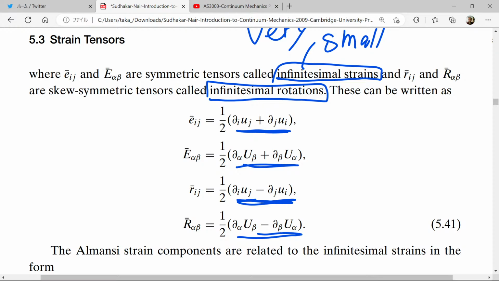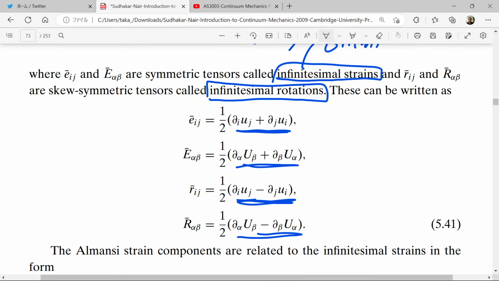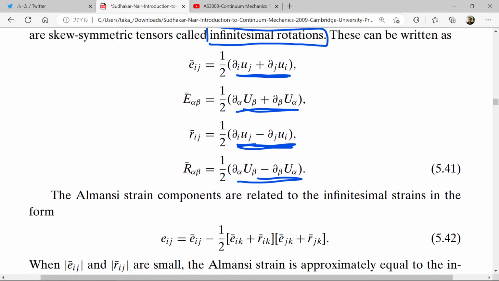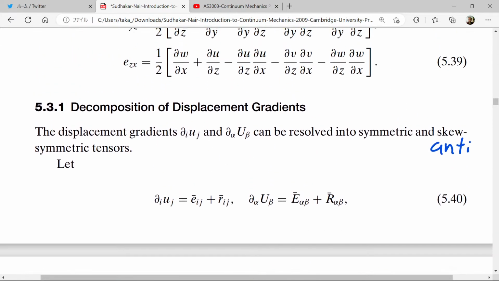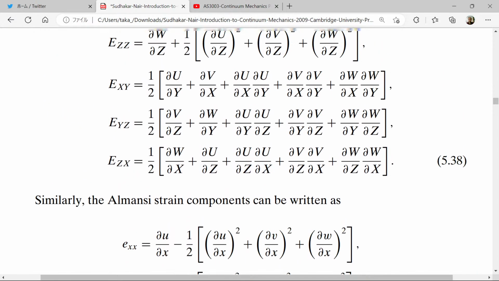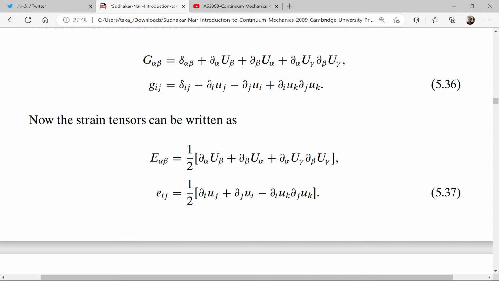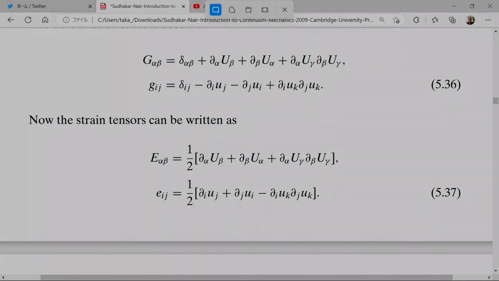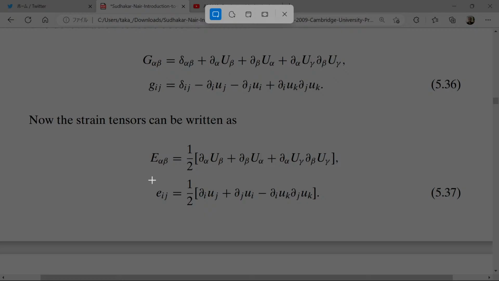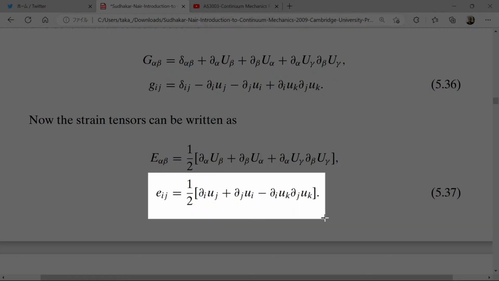The Almansi strain components are related to the infinitesimal strain in the form. This is a little bit confused. So what was the original Almansi definition? We use this definition, I think. We take a picture. We use this one, right?